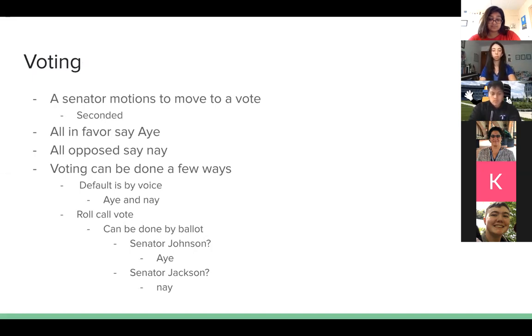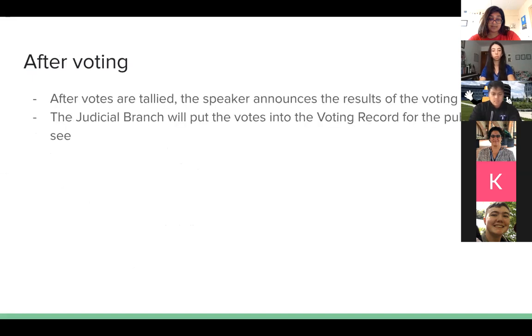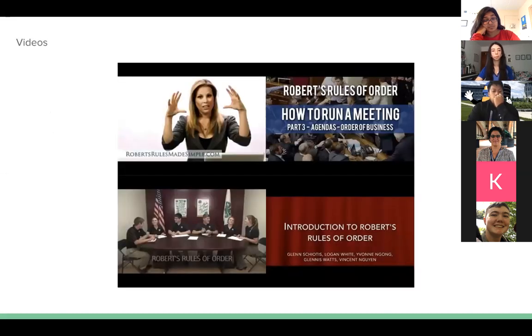Another way is we could go through each senator and say, Senator Smith, aye or nay, and then they'd say aye or nay. Senator Jane Doe, aye or nay, and so on. And then after voting, the votes will be tallied. The speaker will announce the results of the voting. And then we, the judicial branch, will tally who voted what, and then we'll put that on UMB.gov. So that is the main thing.